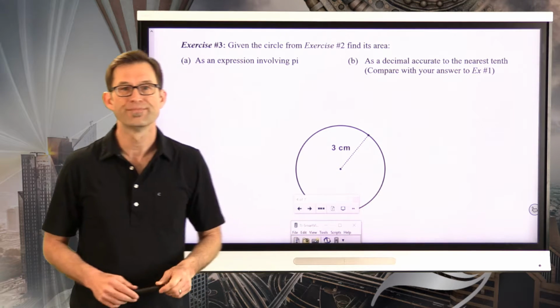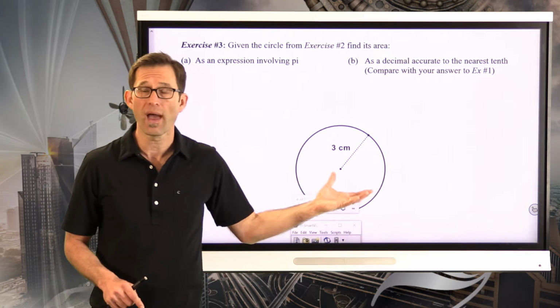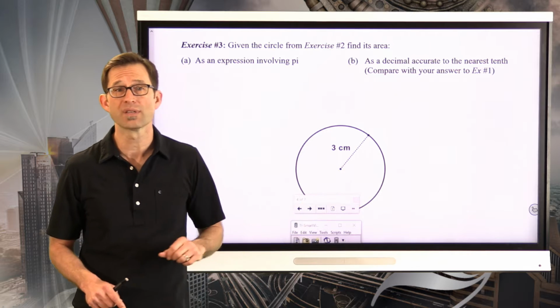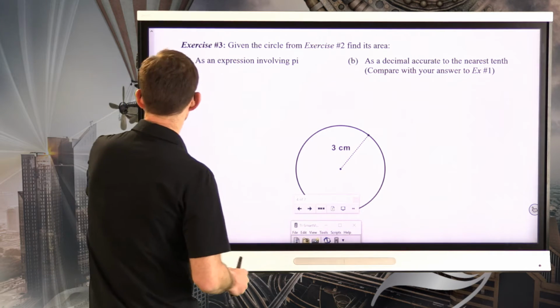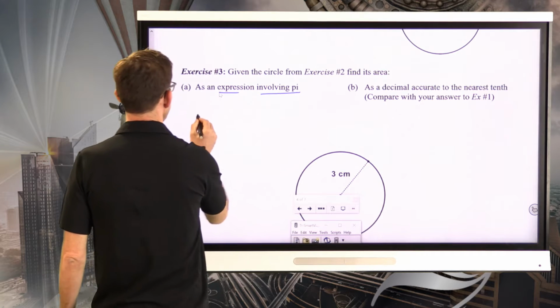Exercise number 3. Given the circle from exercise number 2, find its area, A as an expression involving pi, and B as a decimal accurate to the nearest tenth, and then we're going to compare that to our answer in exercise number 1. All right, so in exercise number 1, we had a circle with a radius of 3 centimeters. So let's first find its area as an expression involving pi.